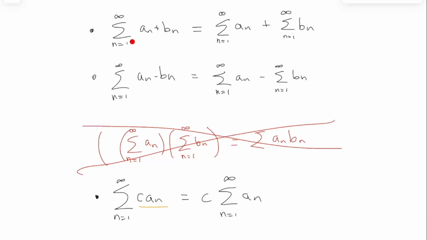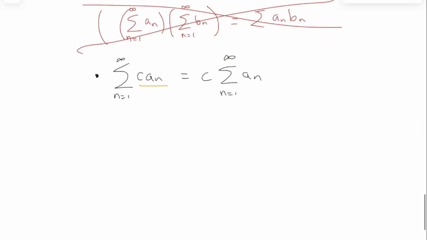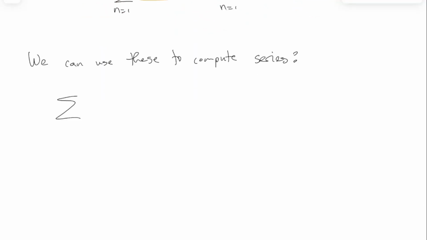You can split up a summation sign like this, and you can factor a single constant out of the sum like that. You cannot combine products or quotients in similar ways, though. Great. Let's try one example where you use these rules. So we can use these sometimes to compute series. For example, how about the sum of 5 over 3 to the n minus 3 to the n over 2 to the 2n?